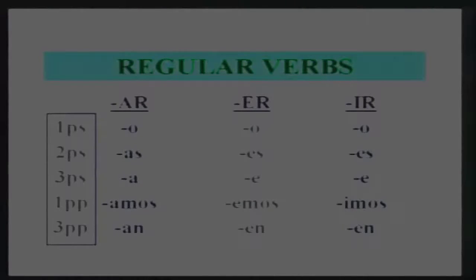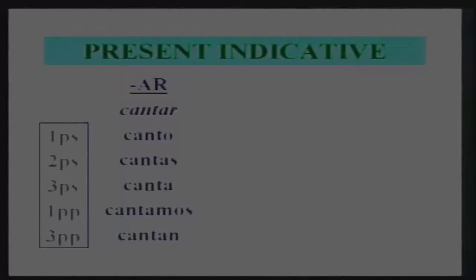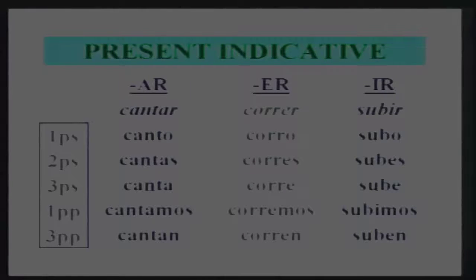And if you look under present indicative, you will see it conjugated. It says, canto, cantas, canta, cantamos, cantan. Corro, corres, corre, corremos, corren. Subo, subes, sube, subimos, suben. Now if you'll turn to page C6. So turn one page more. And there you will find under category 2, stem changing verbs.